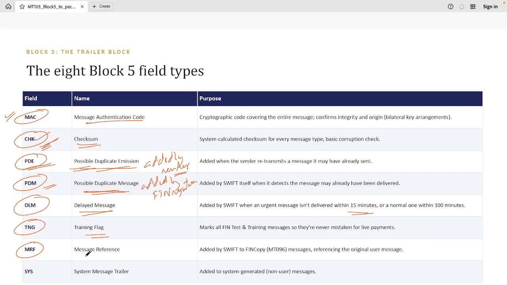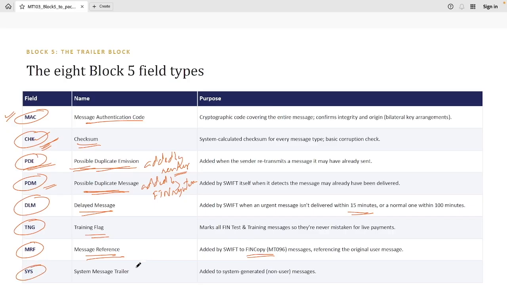MRF. It basically stands for message reference trailer. So this is not a general customer payment reference. It is associated with FIN copy processing. FIN copy is a service in which a copy of a FIN message is sent to another destination, often for authorization, settlement, regulatory, or message infrastructure processing. So FIN copy is a totally different topic, a different concept. Maybe someday I will bring a new video solely on FIN copy itself.